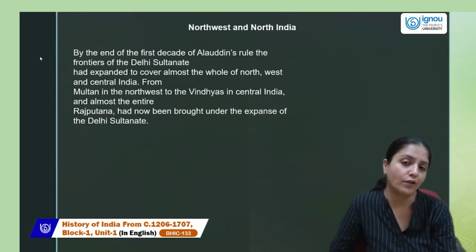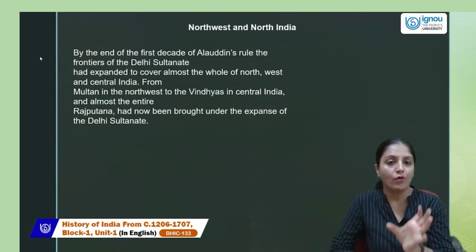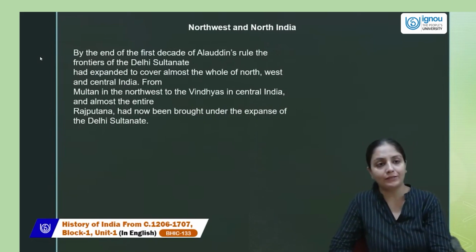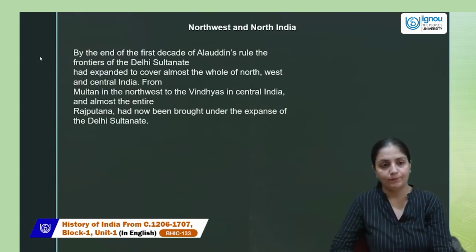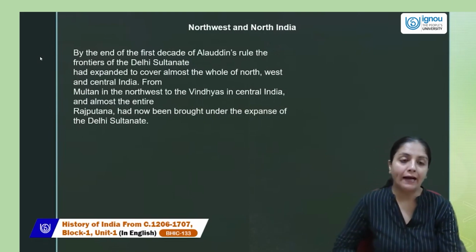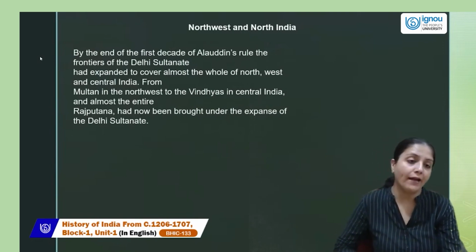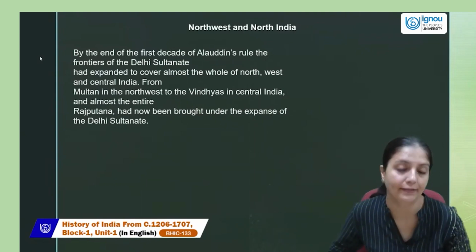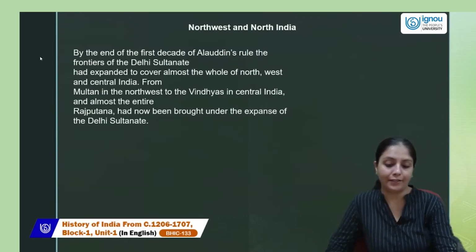Next, how Alauddin Khilji extended himself to the northwest and north India. By the end of the first decade of Alauddin's rule, that is the first 10 years, the frontiers of the Delhi Sultanate had expanded to control almost the whole of north, west and central India. From Multan in the northwest to the Vindhyas in central India, almost the entire Rajputana had now been brought under the Delhi Sultanate. They have won a lot of places.